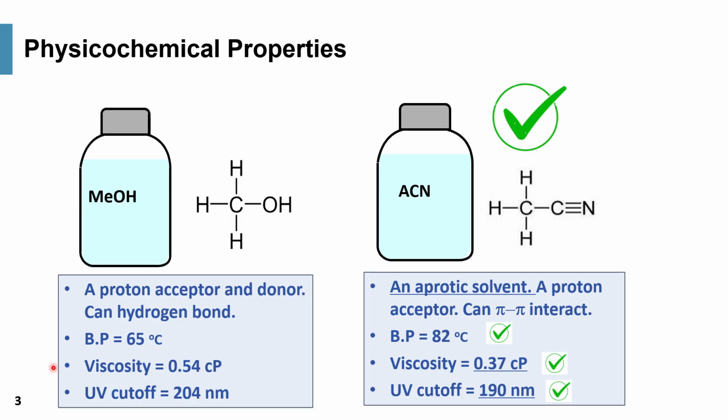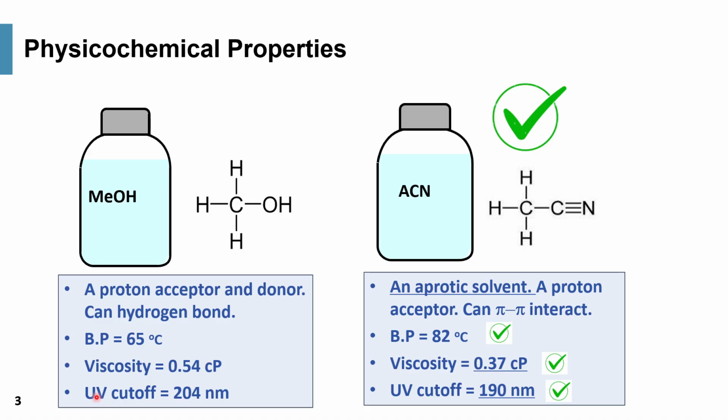From the viscosity point of view, methanol viscosity is 0.54 centipoise, while the viscosity of acetonitrile is significantly lower at 0.37. Now, these have implication in terms of flow rate, where acetonitrile can support higher flow rate, and also in terms of column efficiency.